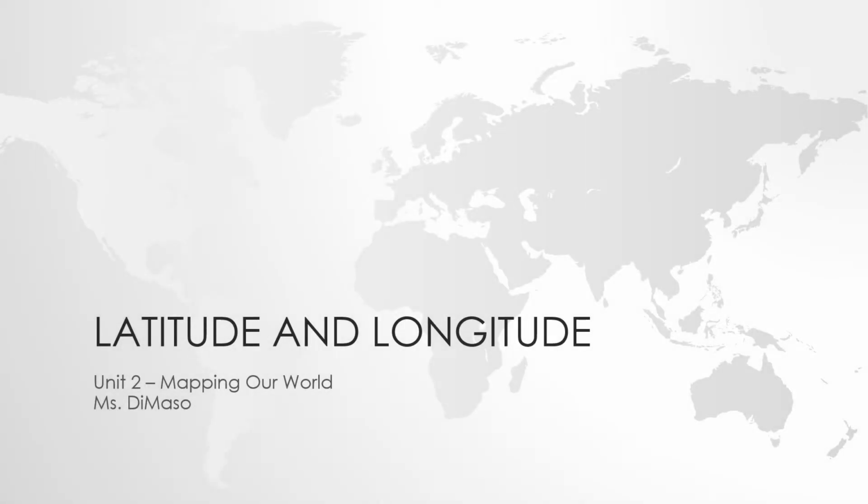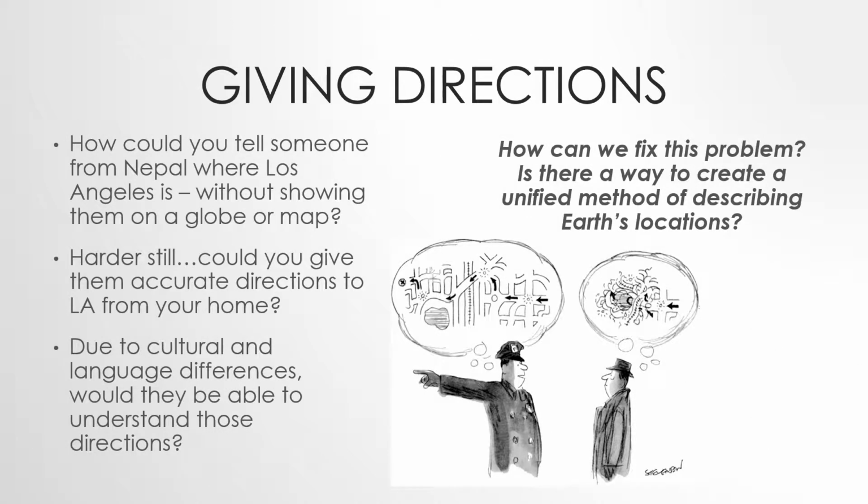Everybody. Let's get started with our first real unit of Earth science, latitude and longitude. These are probably terms you've heard before, but we're going to look at them from a little bit different perspective than you've probably heard them in the past. Let's start with giving directions.